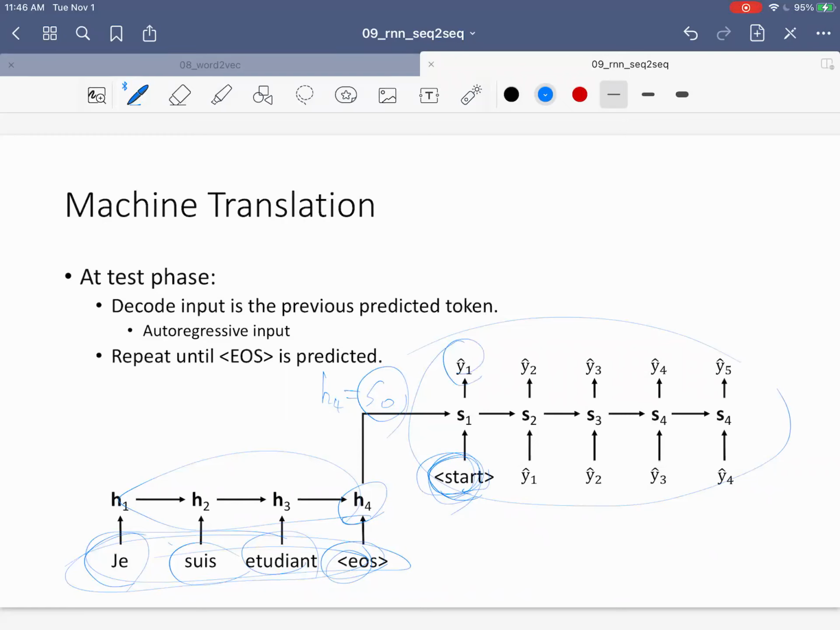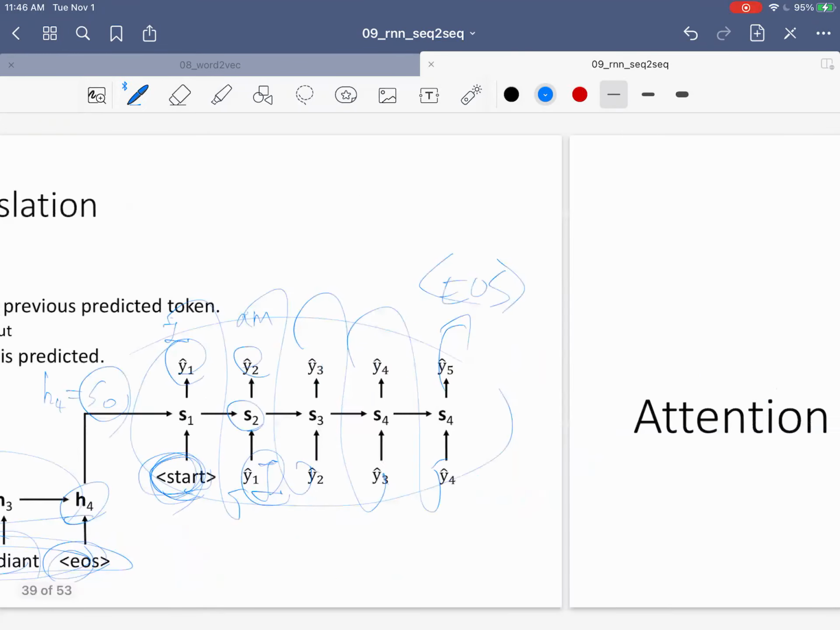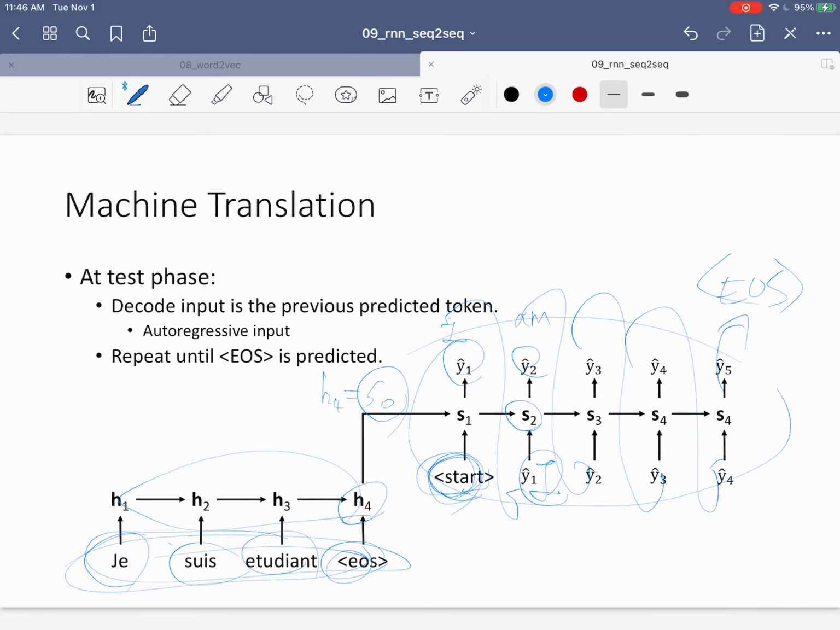You predict Y1 hat, and then hopefully it is I, and then you take your I into the next one, and then you try to predict. Then you have your S2 and your I, and then you try to predict Y2, which hopefully is M, and then you do the same thing until you see your EOS as your output. Then you terminate your translation. So that's how translation is performed at test phase. Right. So that's the whole picture of end-to-end machine translation, end-to-end sequence to sequence actually.